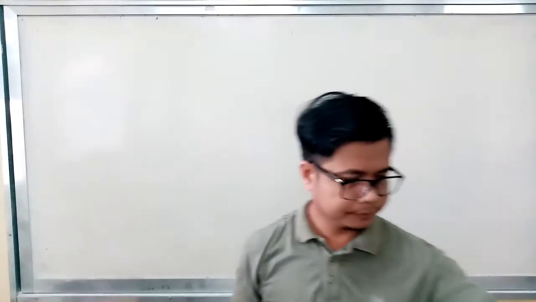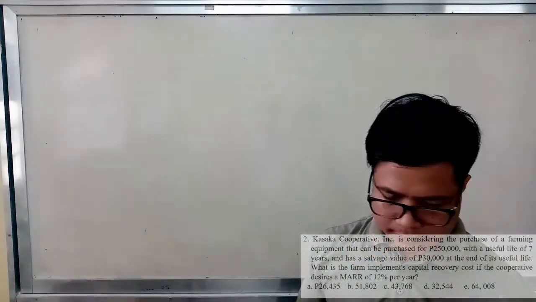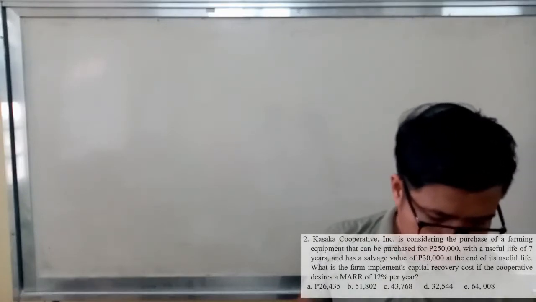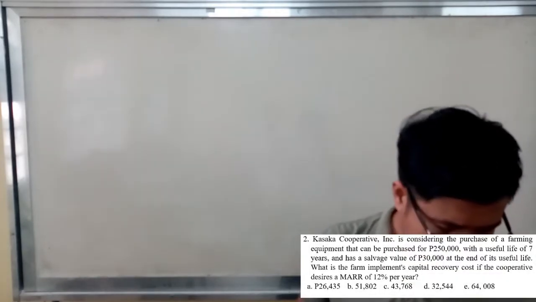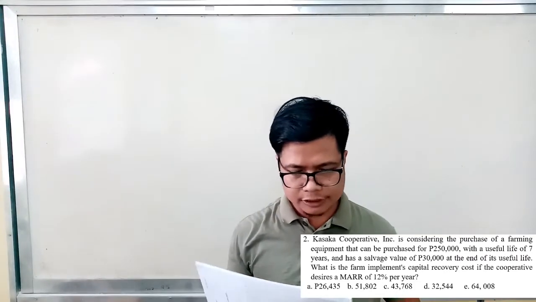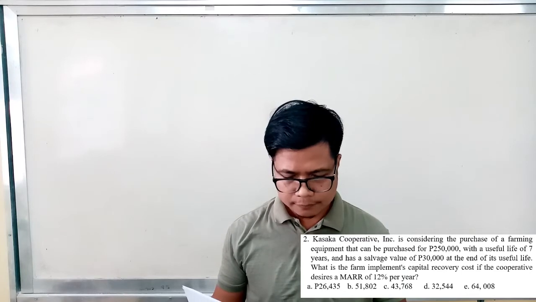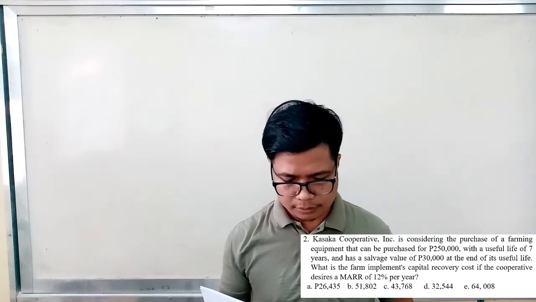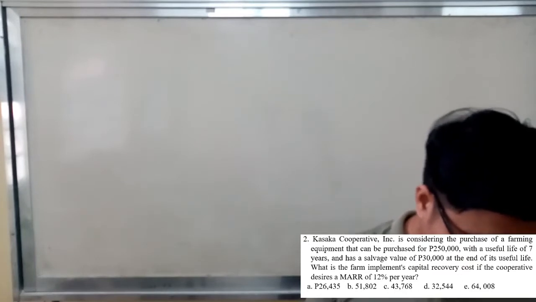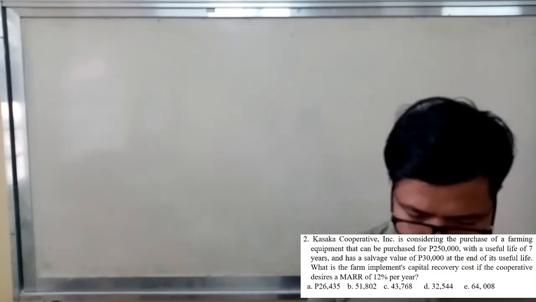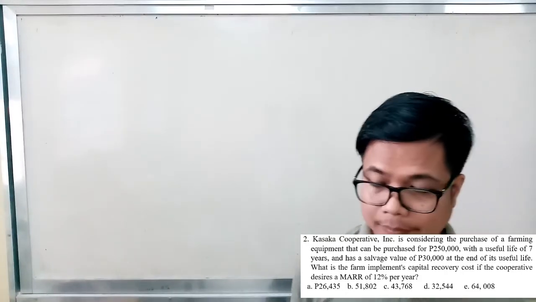Okay, number 2. Sa cooperative, ito kinuha ko naman sa reviewer, okay? Is considering the purchase of a farming equipment that can be purchased for 250,000 pesos, with a useful life of 7 years and has a salvage value of 30,000 at the end of its useful life. What is the farm implement's capital recovery cost if the cooperative desires an MARR of 12% per year? So ito, meron siyang purchase price, meron siyang salvage value. So, capital recovery naman ulit.